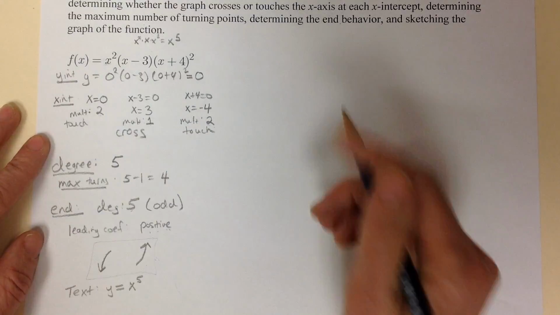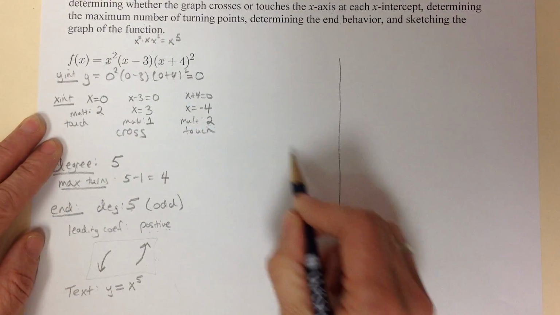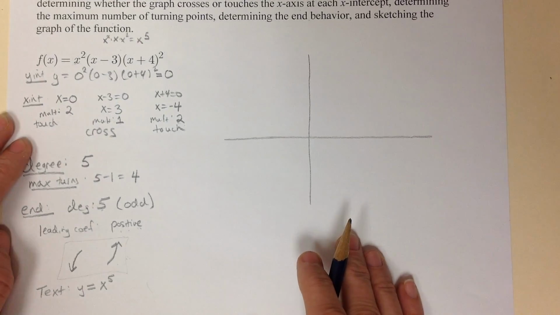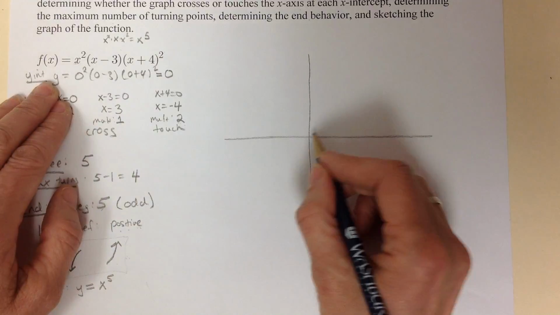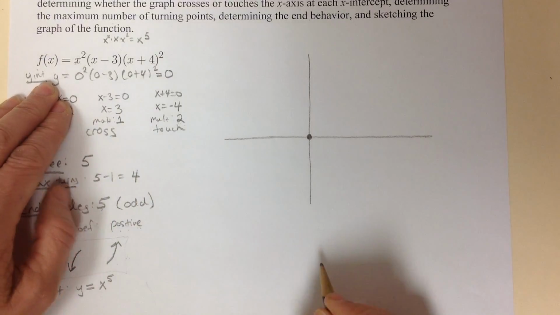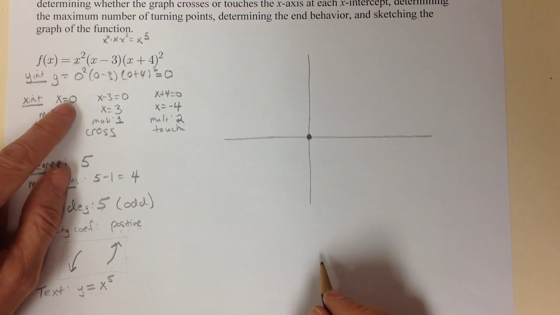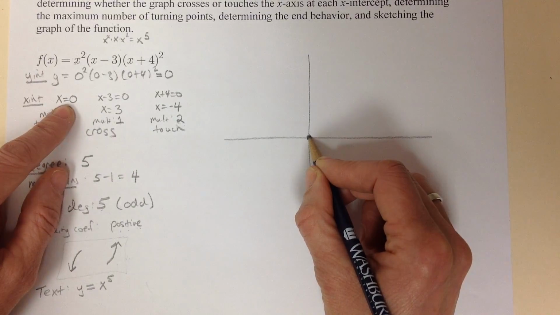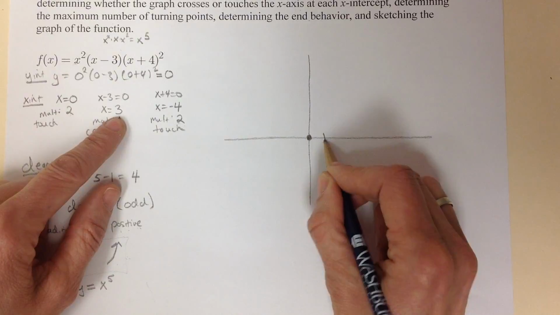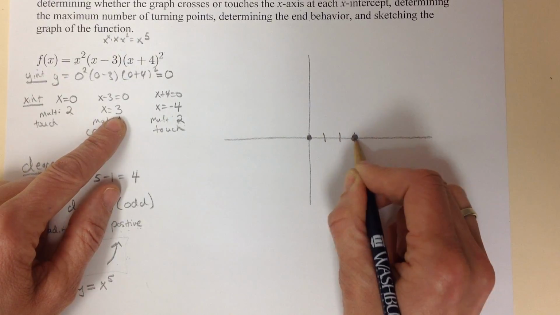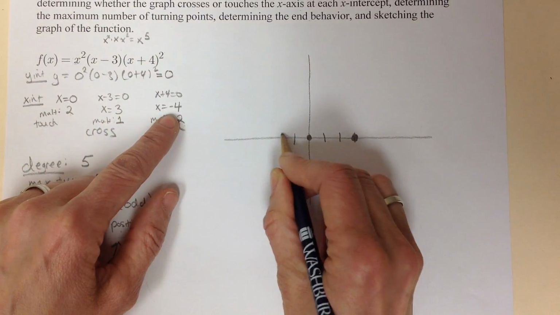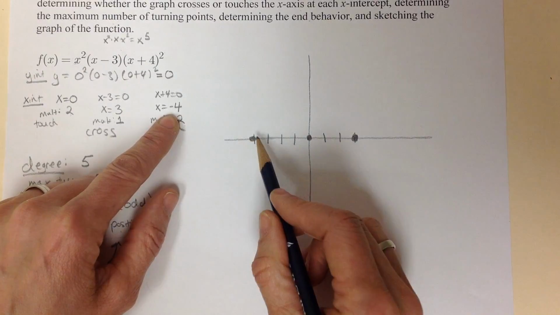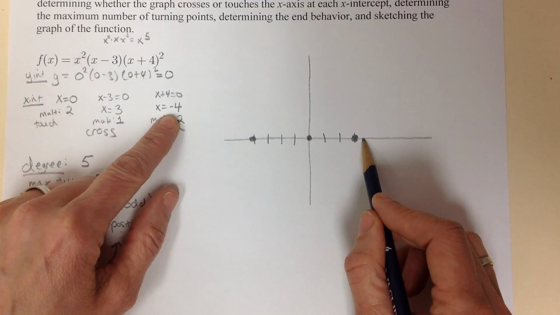Okay, so now we want to tie it all together for our graph. Before I put it on the calculator, let's put on the information that we found. We have a y-intercept at 0. We have an x-intercept at 0, which makes sense because that's the same point. We have an x-intercept at 3 and an x-intercept at -4. Those are the only 3 points that we have.